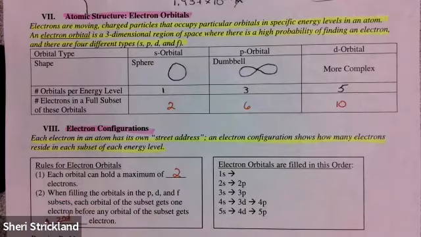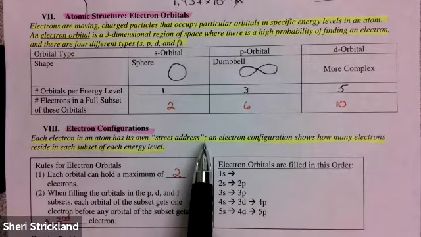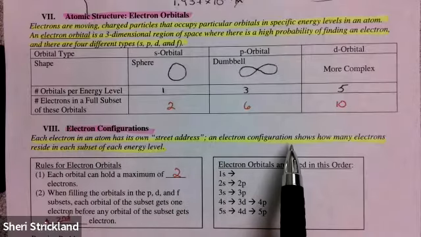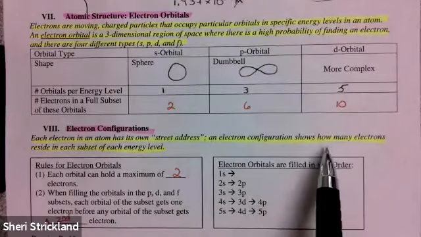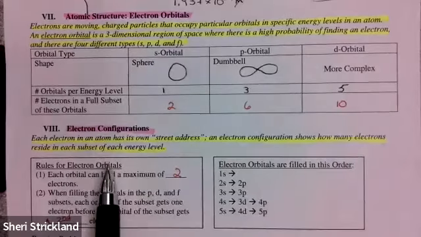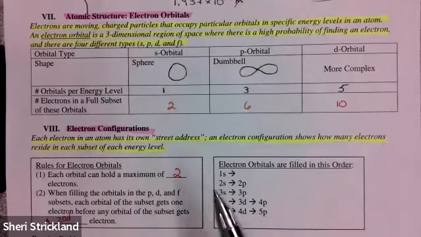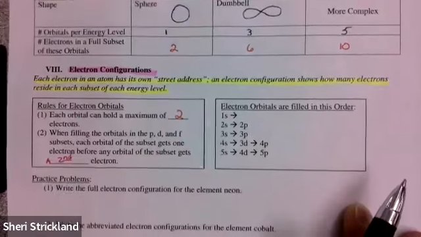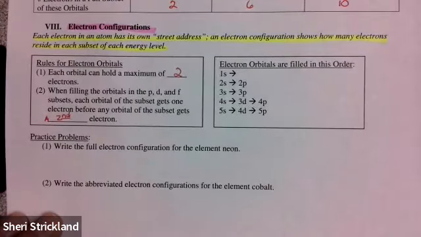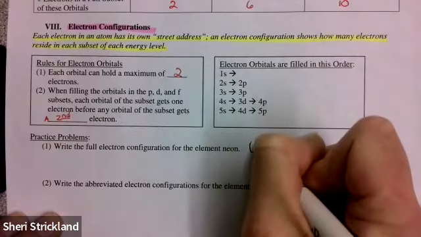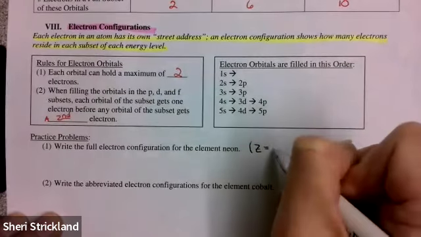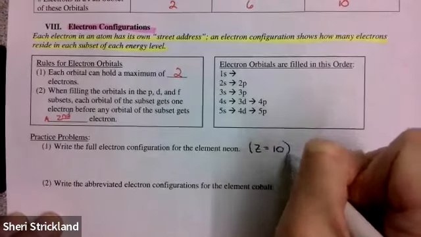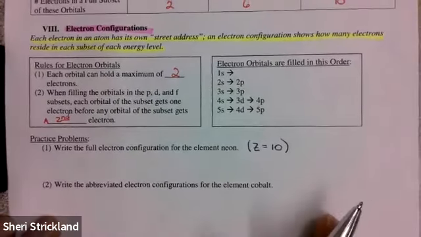So what we're going to do is put together the electron configuration, because each electron in an atom has its own street address. And the electron configuration kind of puts all of those together and helps us keep track of how many electrons reside in each subset of each energy level in the ground state. We're only going to do ground state electron configurations. So if you look at the element neon, the big thing that you need to know is what is its atomic number, because you need to know the number of electrons. And neon has the atomic number of 10.